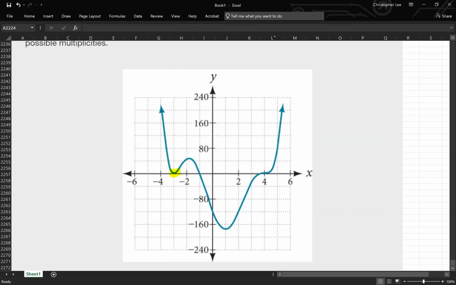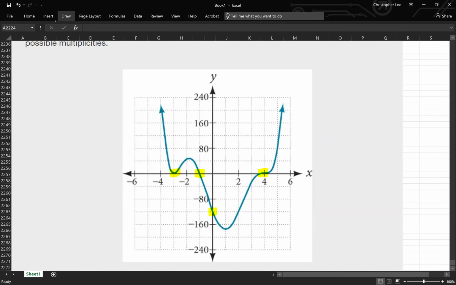I'm looking at where it's touching the x-axis. I got a 0 right here, and I got a 0 right here, and I got a 0 right here. Technically, I have a 0 right here just to make it feel good. I'll highlight it, right? So I have 6 possible roots, right?